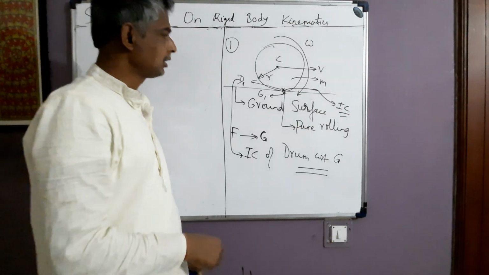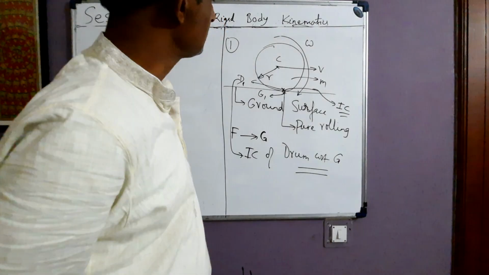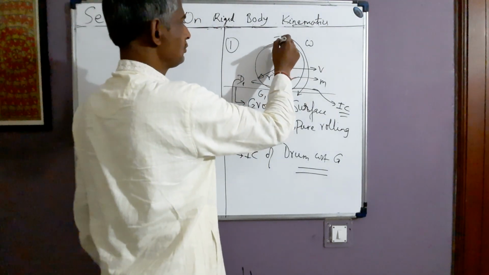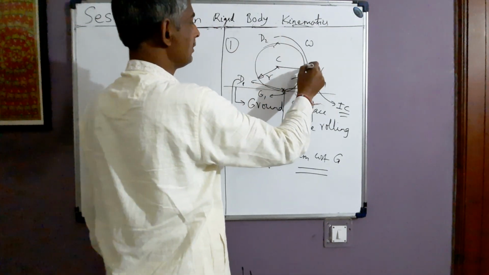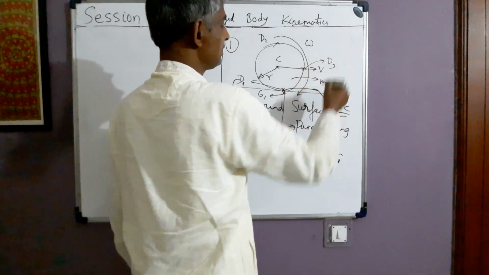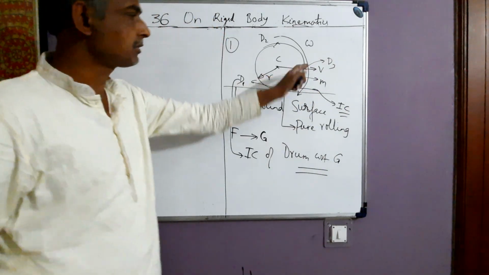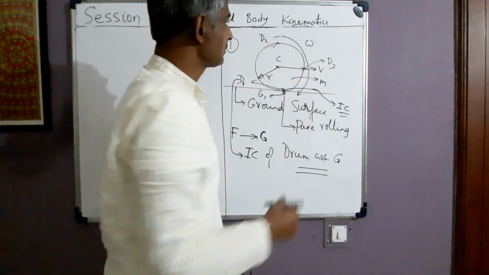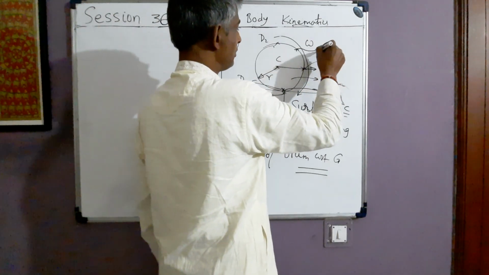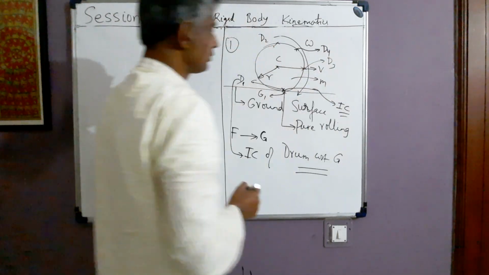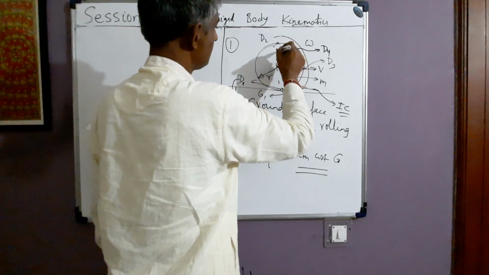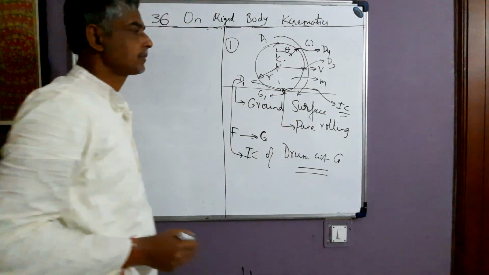Now, recall we discussed this. For example, suppose D2 is the highest point of the drum. D3 is the point of the drum at the same level as the center and lying on its circumference. D4 is a point of the drum on its circumference. Suppose this angle is theta.